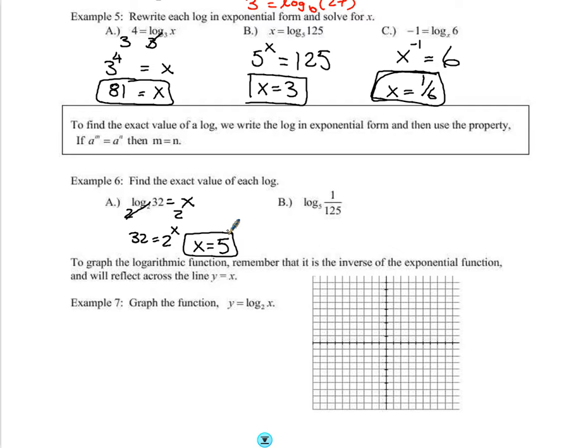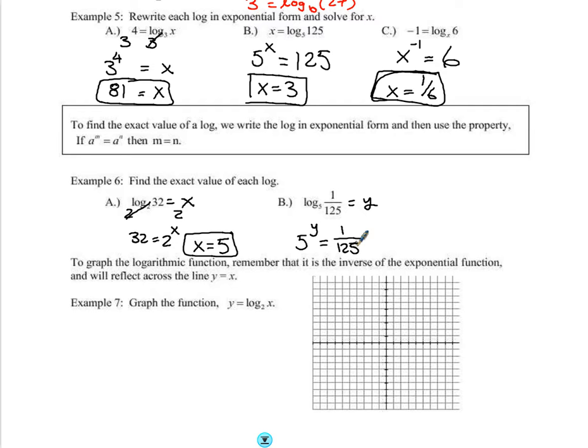Log base 5 of 1 over 125. So if I raise 5 to the power, call it y now, 5 to the y power is equal to 1 over 125. It's -3, right. Let's use this property, though, just to make sure we understand it.